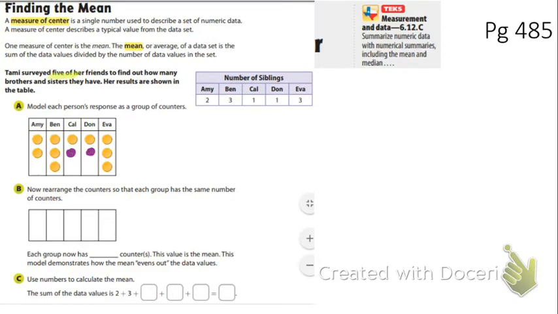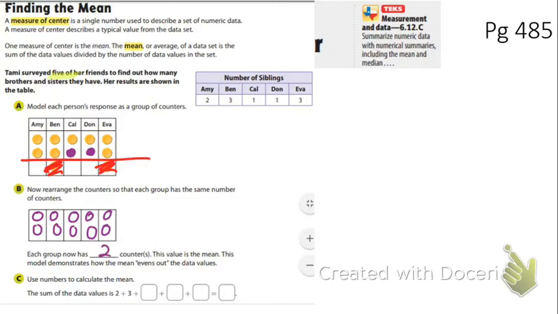Well, that's not the best. Let's just scratch those off here. So you see, we just focus on that top half. We just rearrange them so that each group has the same number of counters. So this will just be 1, 2, 1, 2, 1, 2, 1, 2, 1, 2. All right, so now, ladies and gentlemen, each group now has 2 counters.